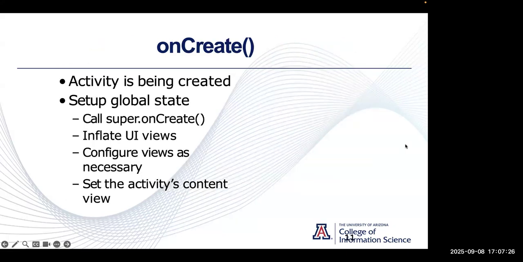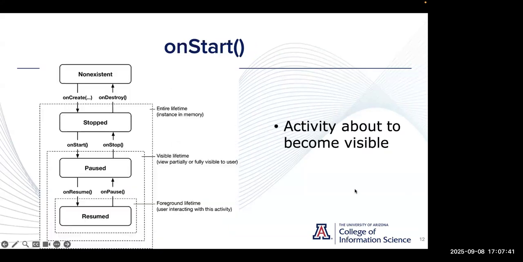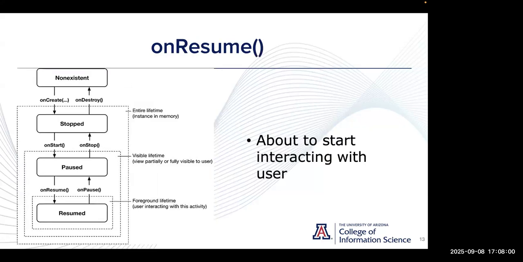All right, so looking into each one of these methods, we have onCreate. The activity is being created. This sets up global state, so we call super.onCreate. It inflates the user interface views, configures the views as necessary, and sets the activity's content view. Then we have onStart. This is the activity about to become visible, but it's not there yet. We do that because there are some processes running in the background, things that are being sent to the front, things that are working on being displayed coming to the foreground. So that's why there's the onStart.